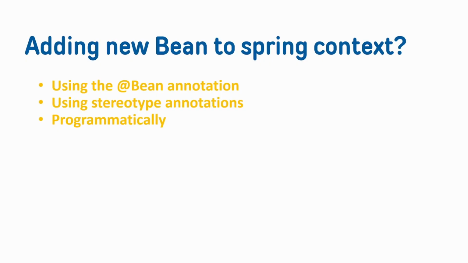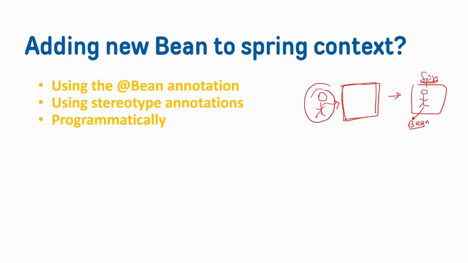So now you will be wondering, okay, I have understood that the Spring context is the place in memory where we add our object, and once the object is added to the Spring context, it is known as a bean. So basically, how can we add a new bean to the context?